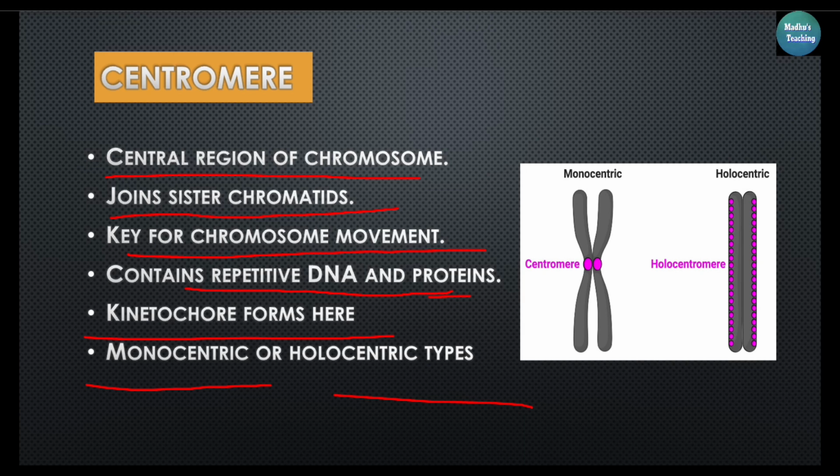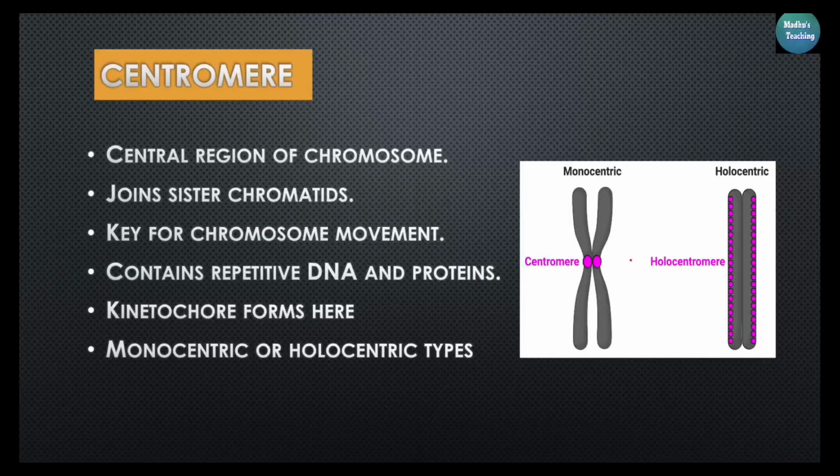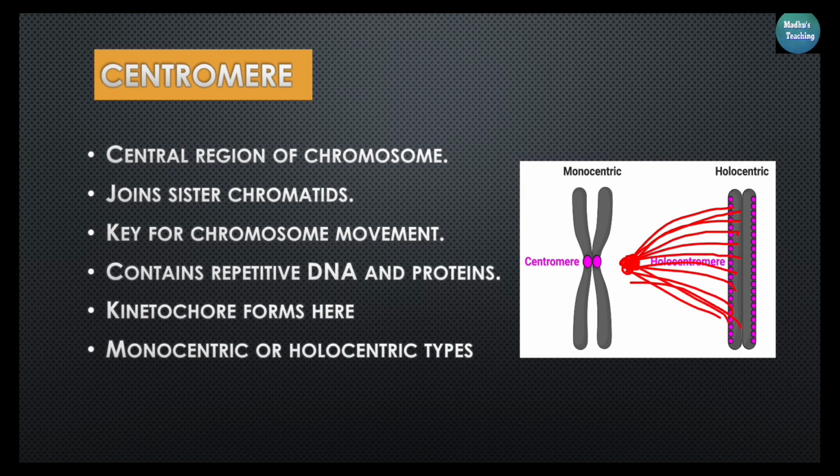So in monocentric type of chromosome, it contains only a single centromere, and in the holocentric type of chromosome, it contains many centromeres throughout the body of the chromosome. See, this is centriole. The spindle fibers will arise from here. So in holocentric type of chromosome, the spindle fibers will attach to each centromere of the holocentric chromosome. So this helps in flexible and stable separation of sister chromatids during the cell division.